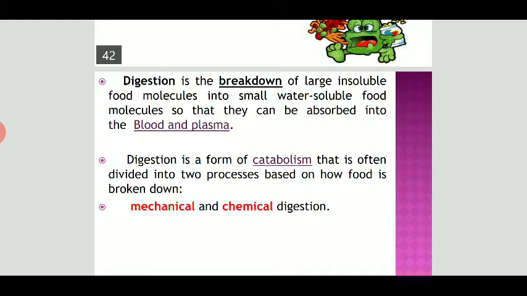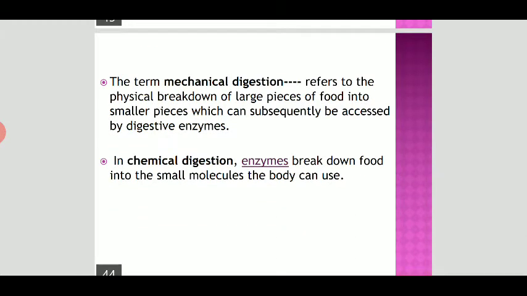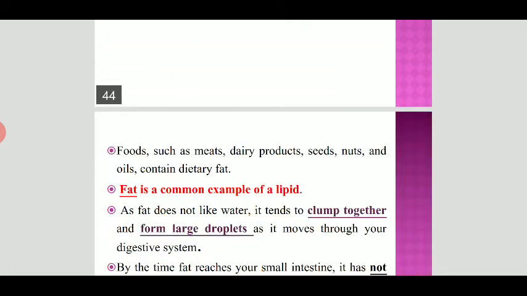Digestion is a form of catabolism that is often divided into two processes, that is mechanical and chemical digestion. Mechanical digestion includes the physical breakdown of large pieces of food into smaller pieces, whereas chemical digestion includes enzymatic breakdown of food into small molecules that get utilized by the body.